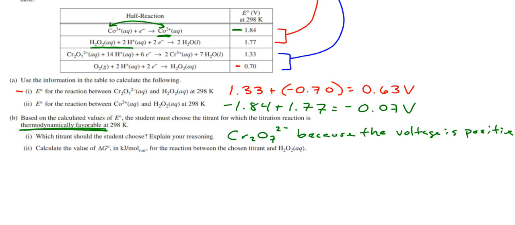Part two, calculate. So now we do have to calculate the value of change in G in kilojoules per mole, please make sure you do the proper unit, for the reaction between what you chose. So whatever you chose, that's what you get. Whenever you are asked to do an equation, please look at your equation sheet to make sure that you're finding the right one. Change in G, we got like six options, maybe five. And I think it looks like that.